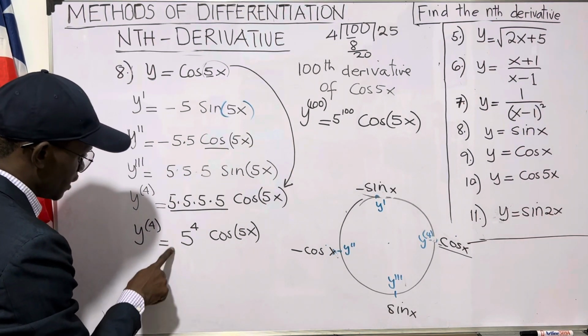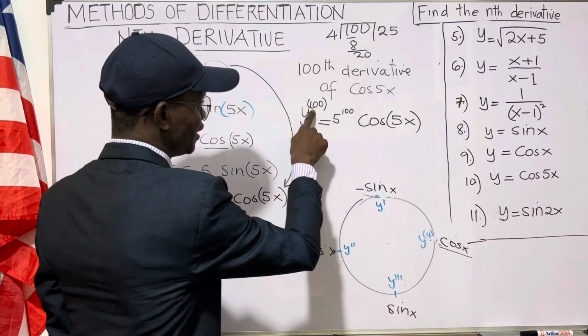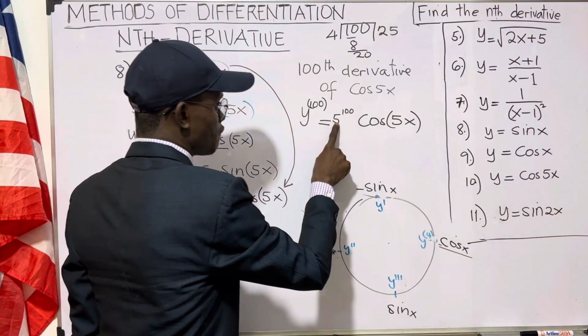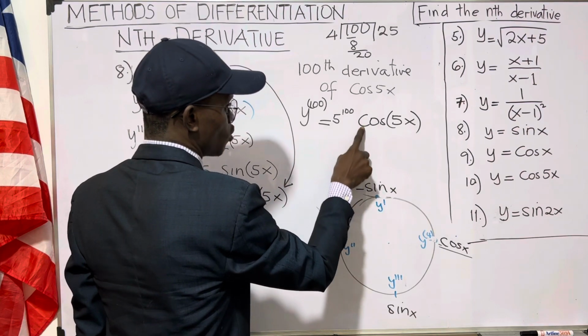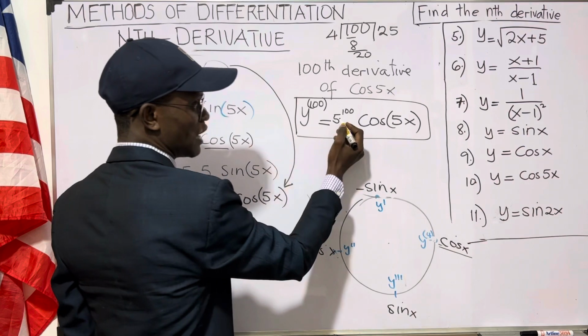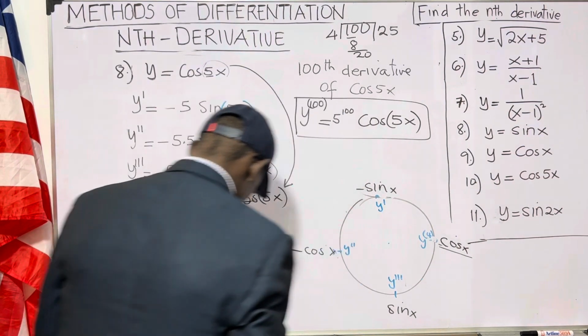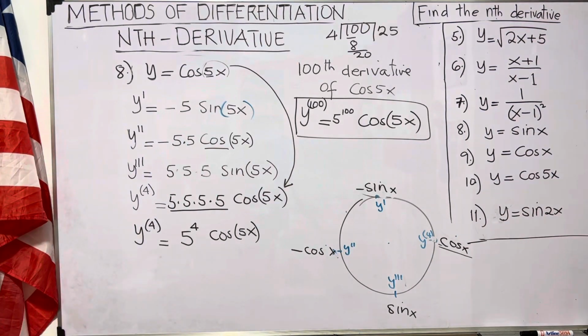At this 4, is it positive or negative? It is positive, so it's going to be cos of 5x. So the 100th derivative is 5 raised to the power 100 cos of 5x. That's the 100th derivative. Now let's solve the last problem.